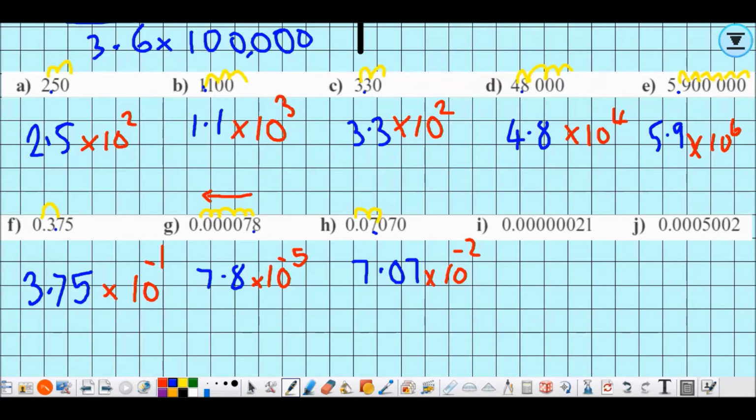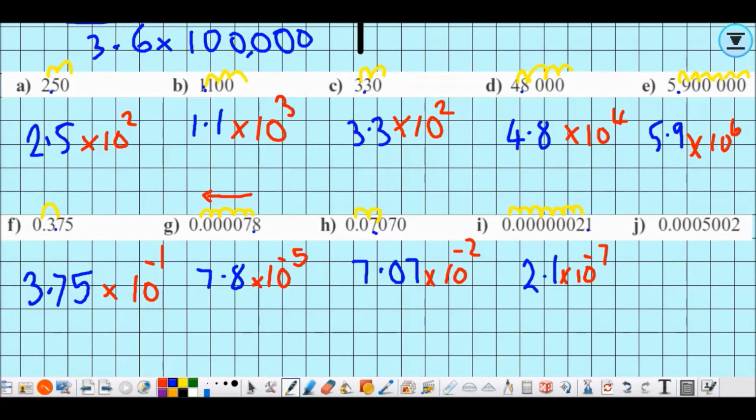2 more to do. 2.1. Remember, I'm going to bounce it out to the left, so that's going to be times 10 to the negative. How many spaces? 1, 2, 3, 4, 5, 6, 7 spaces. So that's going to be times 10 to the power of negative 7.